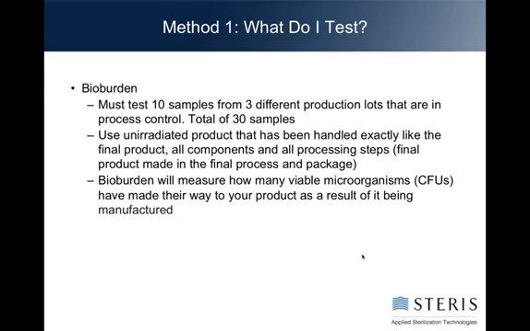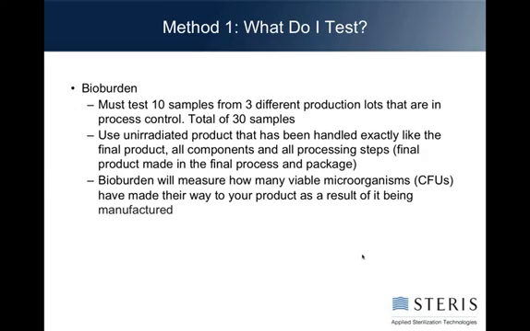Method 1, what tests do I do? You started off with that recovery efficiency. You're going to now do bioburden. Bioburden, you're going to test 10 samples from 3 different production lots that are in process control, meaning you've figured out how you're going to make your product, you've developed a stable, reproducible process for producing it.